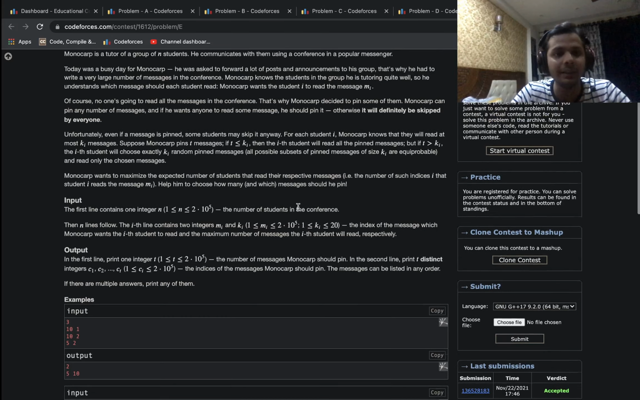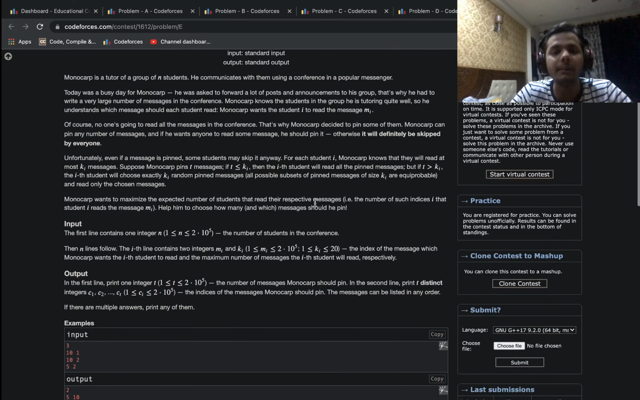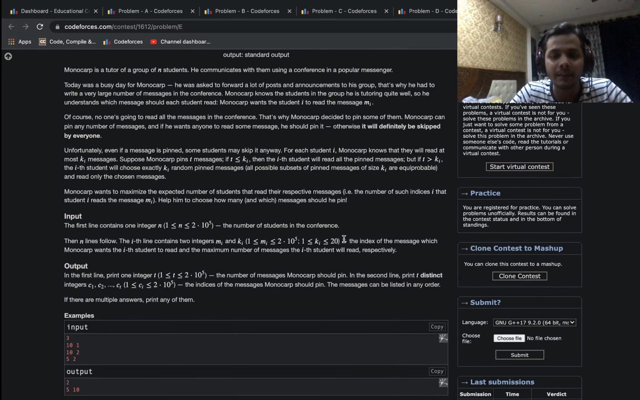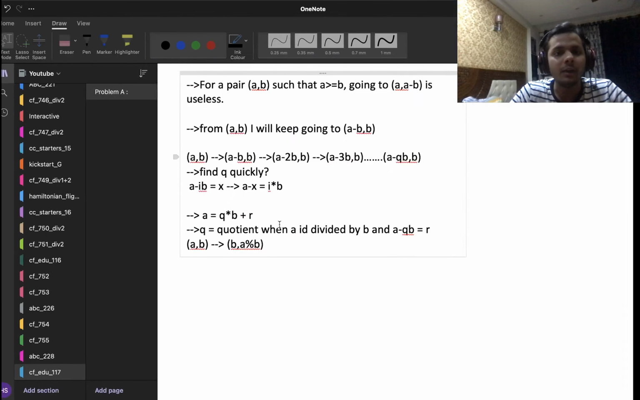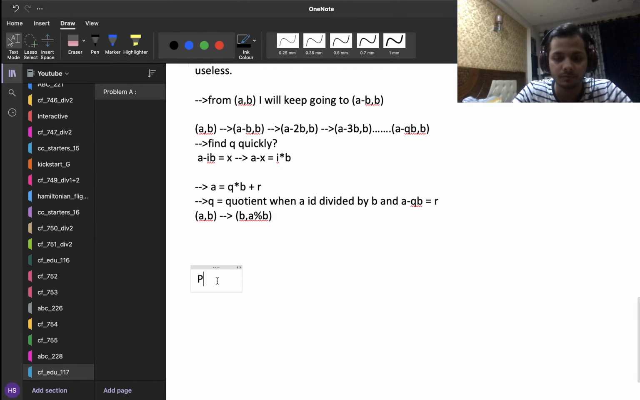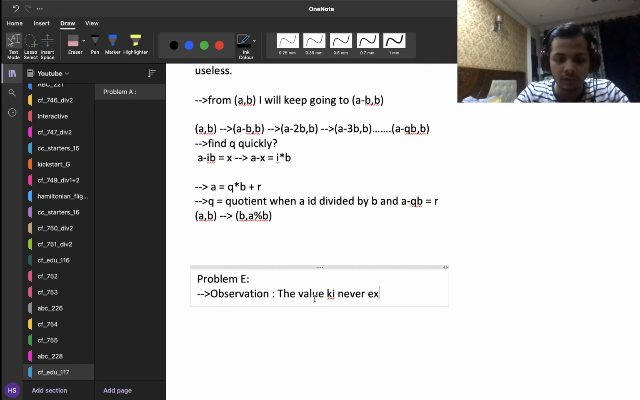Okay, that's the problem. It seems pretty hard at first look, but the magic comes when you start reading the constraints. The magical part in solving the question is this one: the value of k_i never exceeds 20. So let's see how to solve this problem. The only crucial observation in this problem is that the value k_i never exceeds 20 for any i.